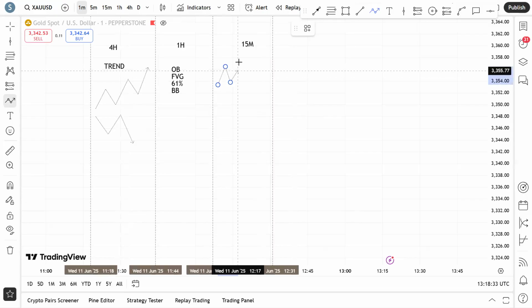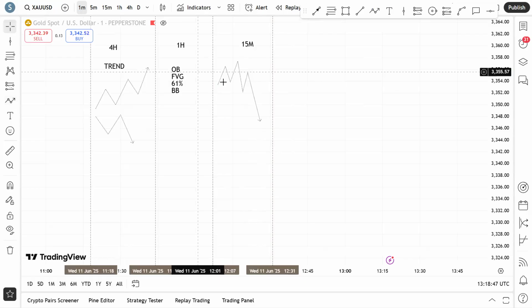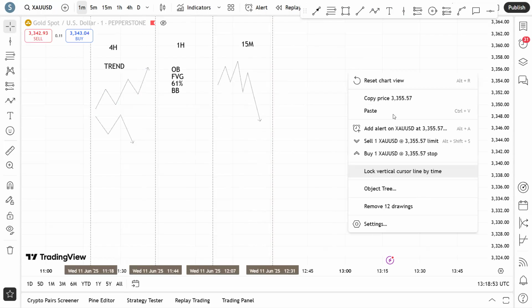Then the market on 15 minutes, it breaks this low actually, then gives us what? A change of character so that we can sell or buy the market, depending on the structure of the market of the pair that you are analyzing. So right now we are on gold.